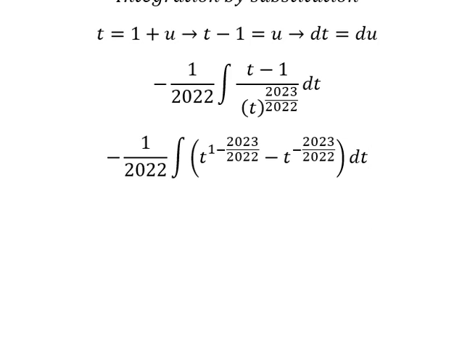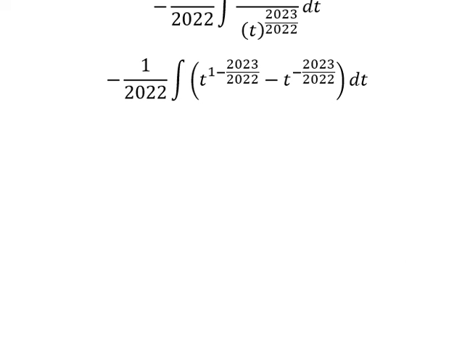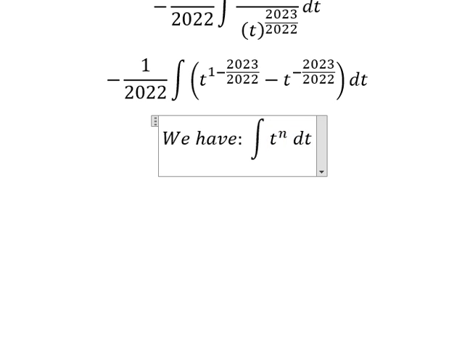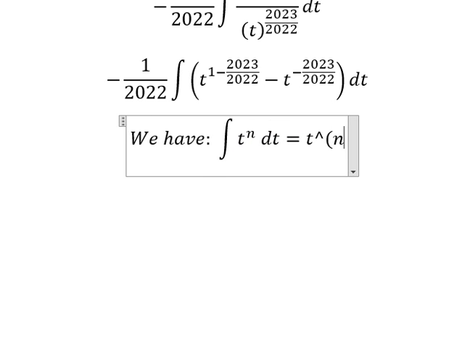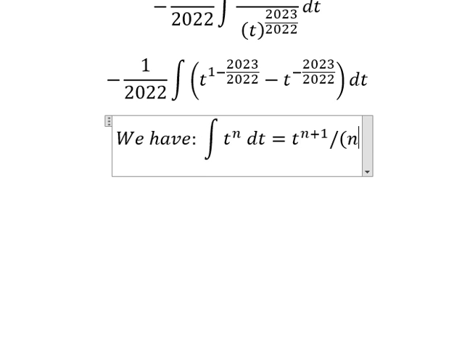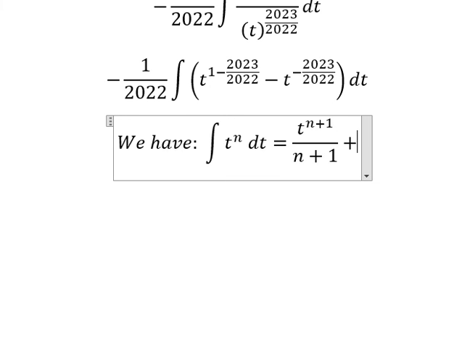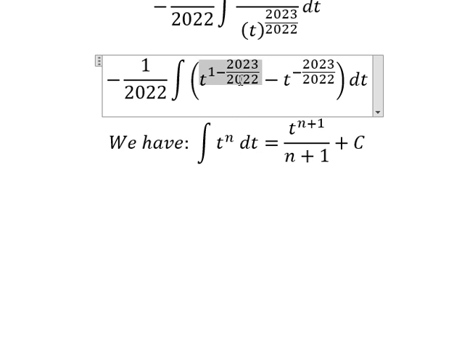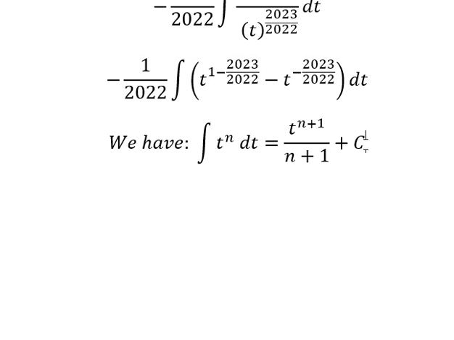Next, we have the formula in here. The integration of t to the power of n dt, we have t to the power of n plus 1 over n plus 1, and I will put c. Now we can apply the formula in here and here. So we have the final answer.